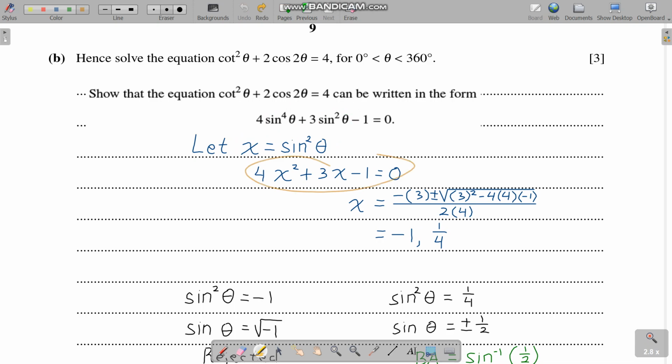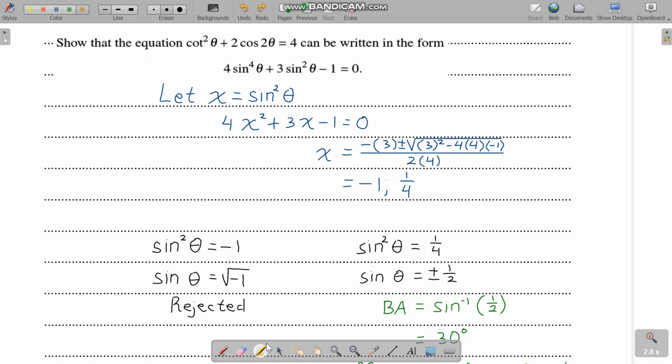We have a quadratic, and then use the quadratic formula, minus b plus or minus the square root of b squared minus 4ac all over 2a. This is the b, this is the a, this is the c. Use a calculator, we get minus 1 and 1/4. So now sine squared can be minus 1 or 1/4.